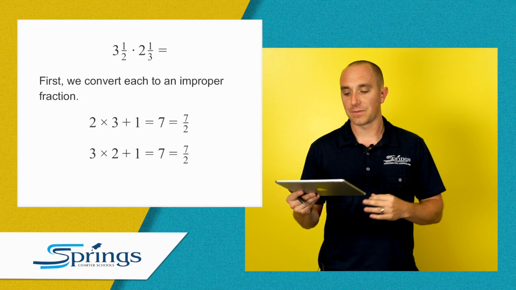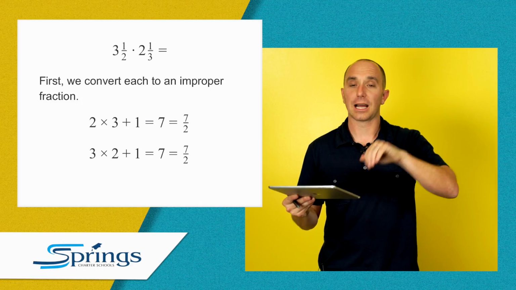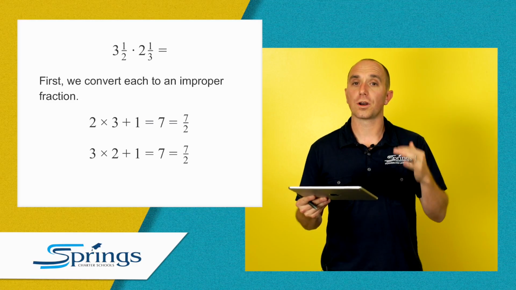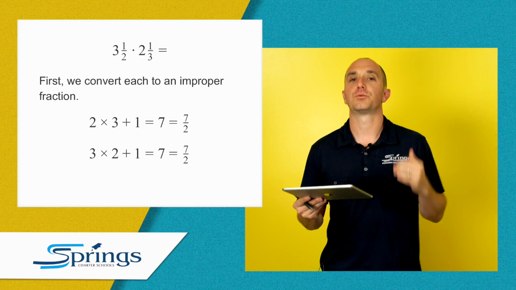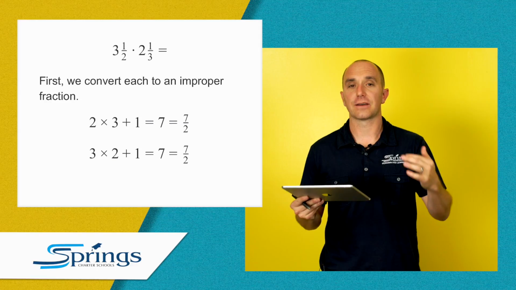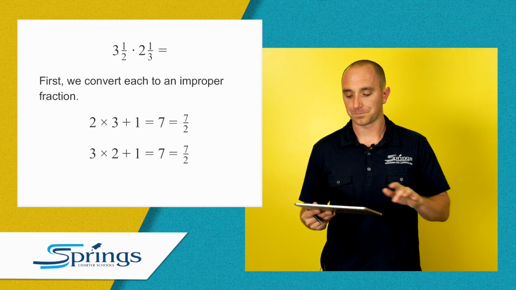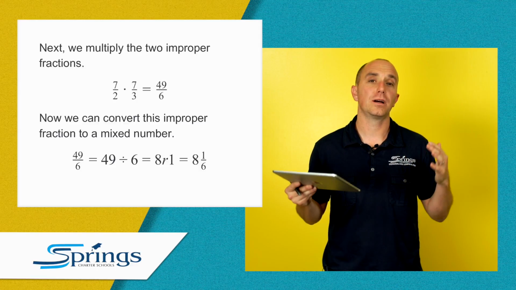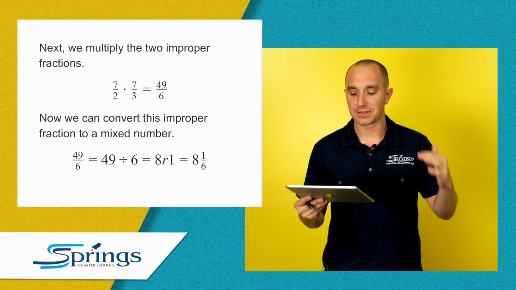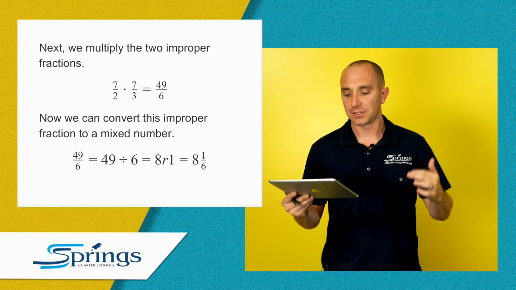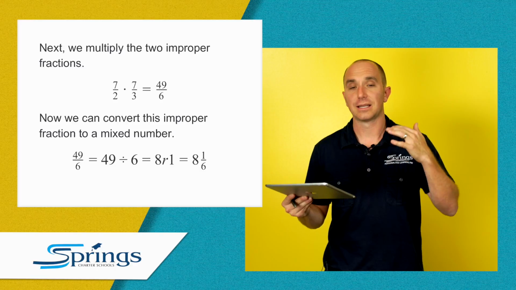Then we look at the same thing. Our denominator 3 times 2, our whole number, plus 1, our numerator, gives you 7, and you put that over 3 as well. So now I have 7 halves times 7 thirds. Okay, next we're going to multiply our two improper fractions. We have 7 times 7 is 49, and 2 times 3 is 6. Now we have 49 sixths.